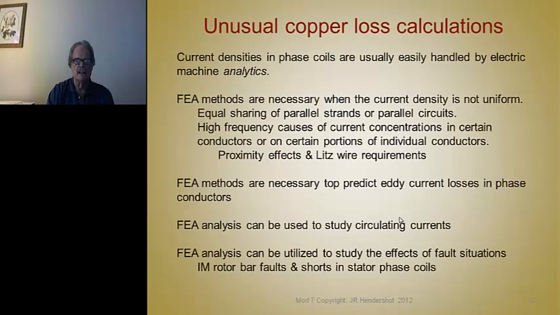Copper loss calculations are easily handled by analytical methods. It's pretty simple to calculate I²R losses and resistance in windings. That's not so difficult to do, except in the case where, like in induction motor rotors, during acceleration or startup, from time equals 0 to the first few milliseconds, the current density is not uniform in the rotor bars. So that's pretty tricky to calculate using analytical methods. You use finite element for that.